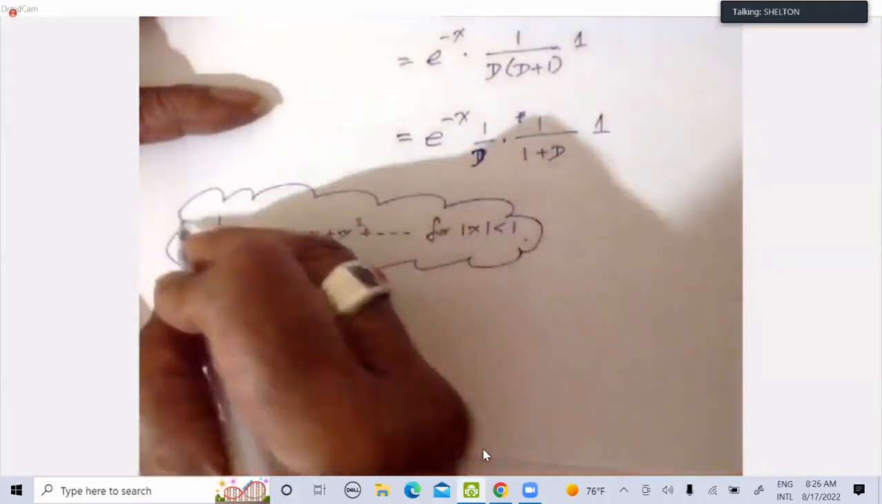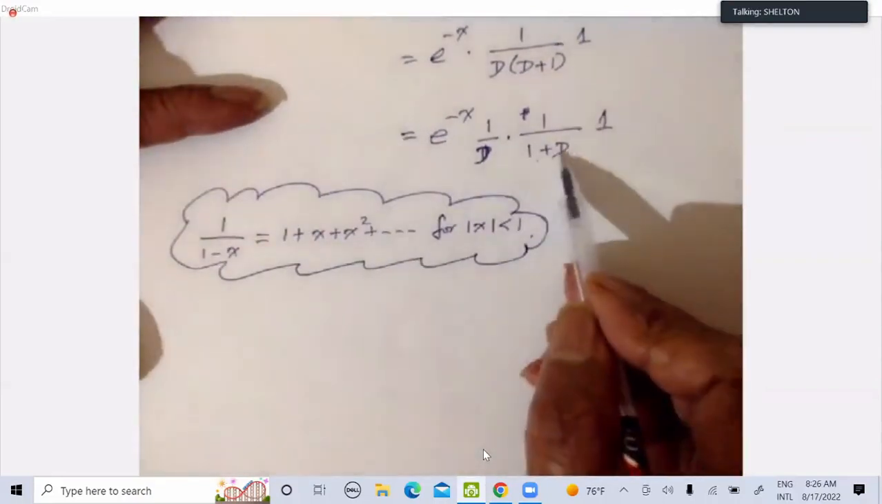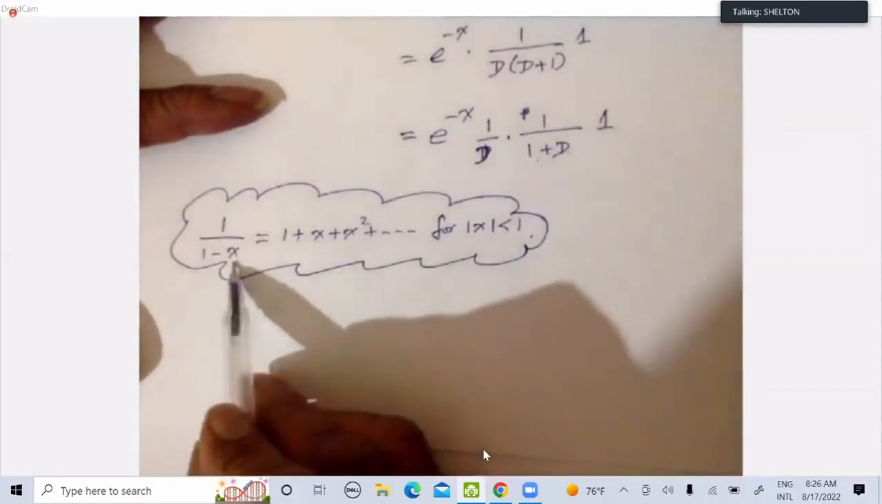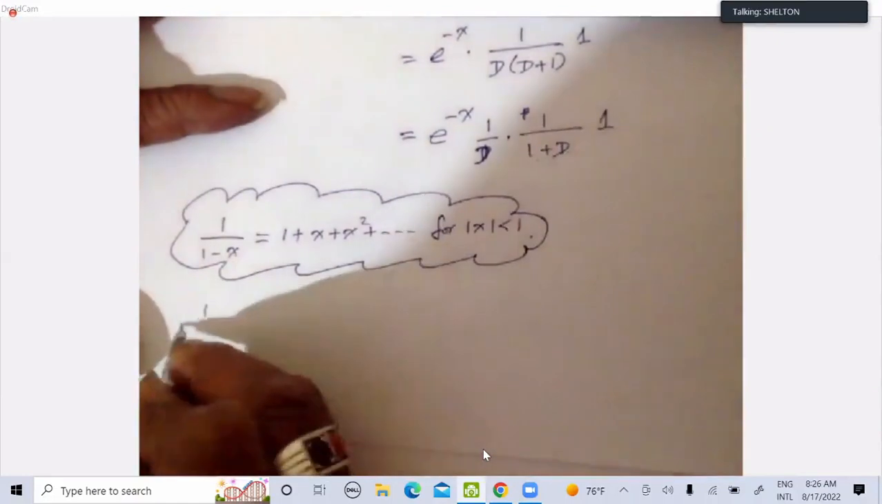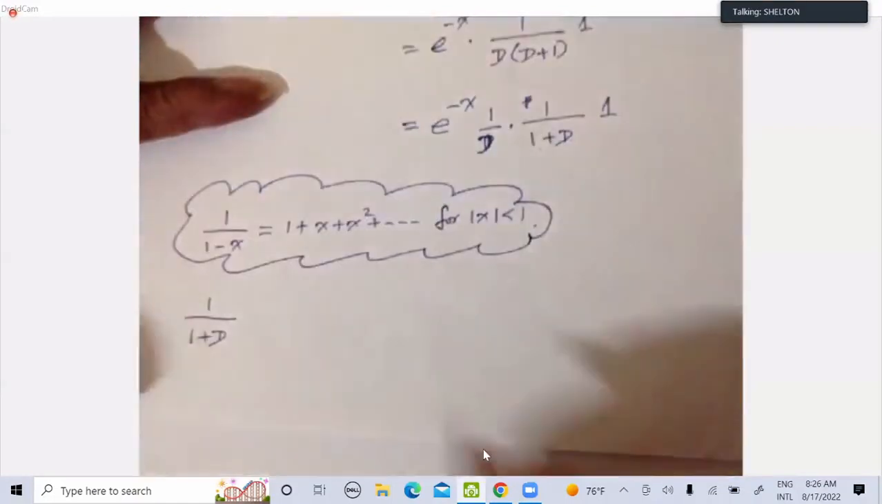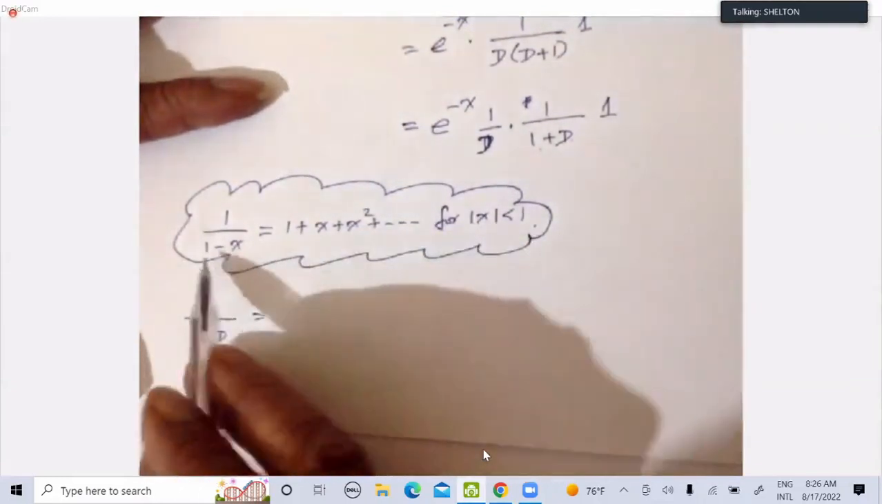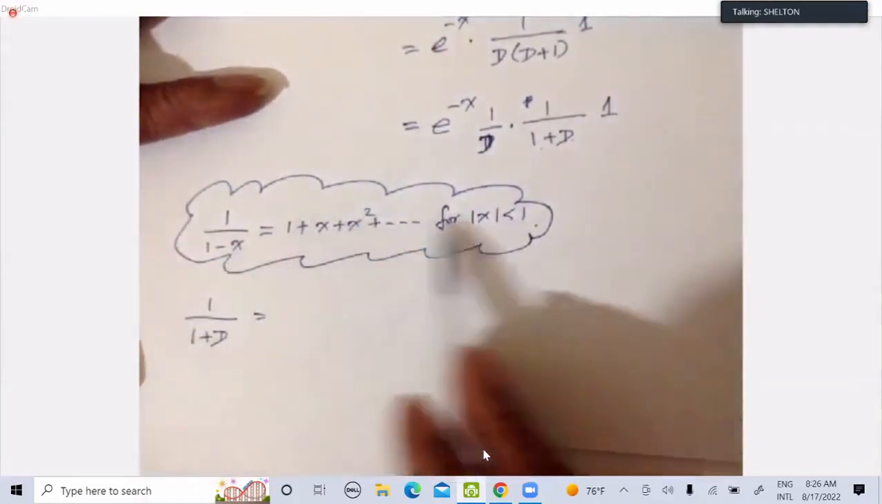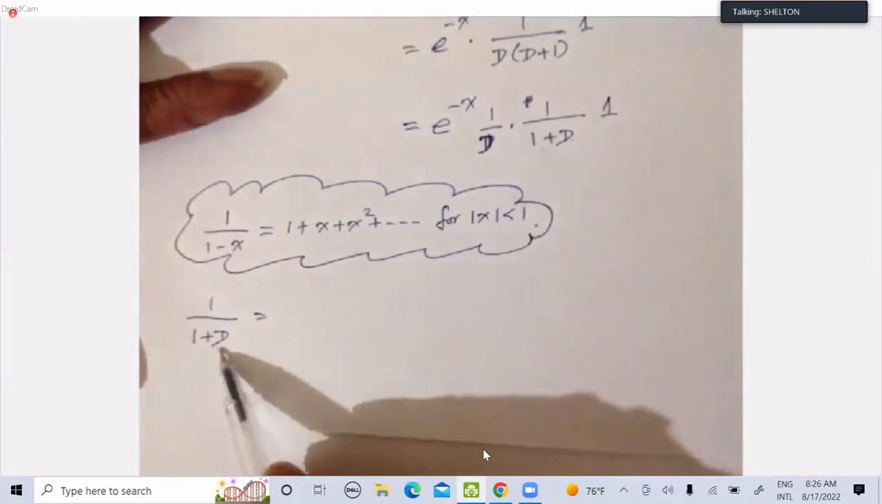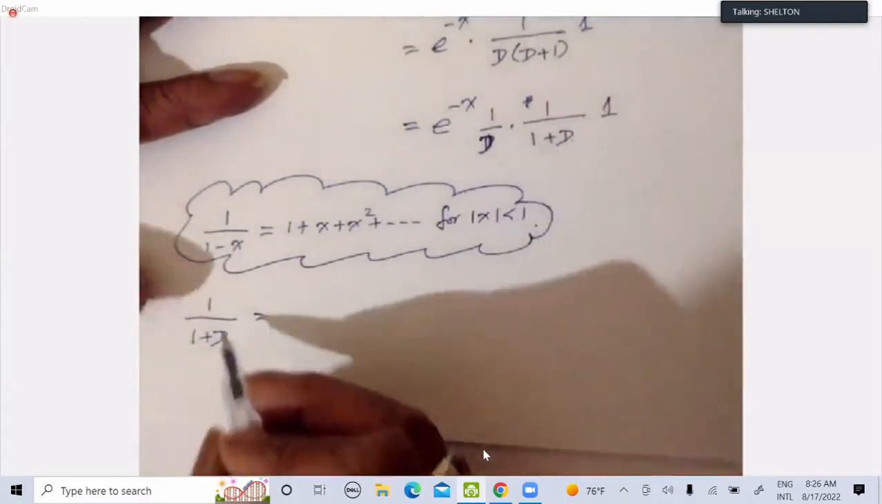1 over 1 minus x. So here we have 1 plus d. Instead of x, we write 1 over 1 plus d equals, so instead of x, put minus d. That's a formal thing. This is for real numbers. We can apply that for operators also to find particular solutions.